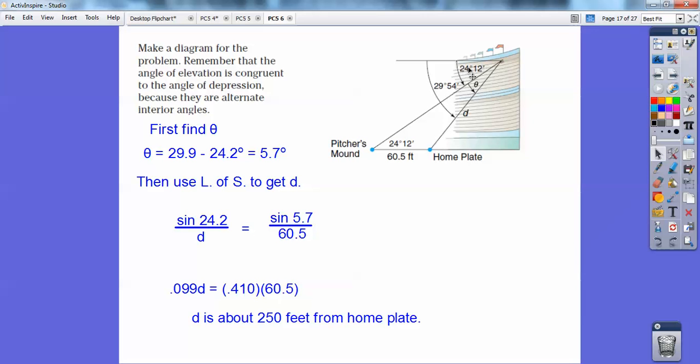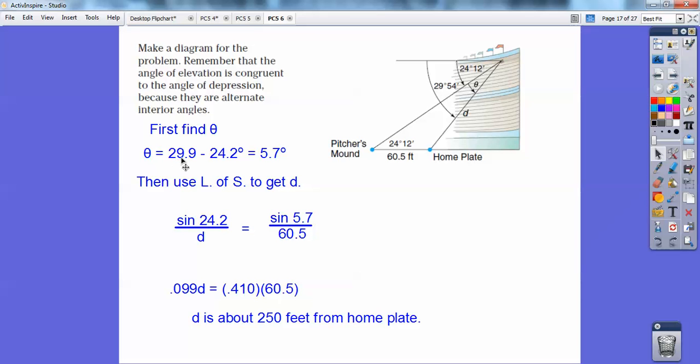Now remember, this angle of depression is the same as this angle of elevation because they're alternate interior angles. So this is 24.12 degrees also. Okay, now I know that this is 5.7 right here, and I know that this is 60.5. So I'm going to go the sine of this angle over the side opposite that equals the sine of this angle over the side opposite that. And what I did also, you guys, is I took this 54 minutes right here, and I did 54 divided by 60, and I got 0.9.